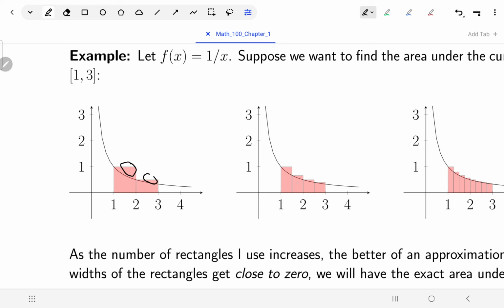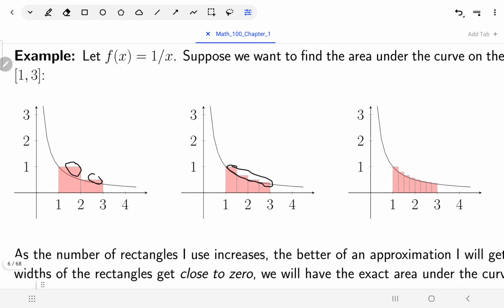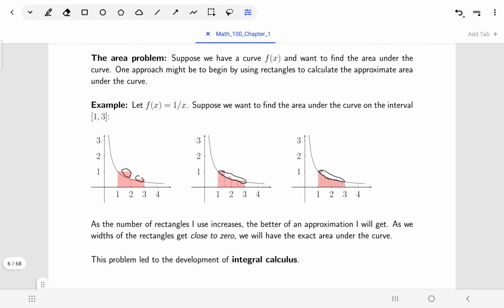If I went for more rectangles than 2, if I made 4 rectangles, then the amount of extra that I would have would be a little bit less. And if I went even wilder and went with 8 rectangles, then the amount of extra that I have is even smaller. As I make my rectangles narrower and narrower, the area of the rectangles becomes closer and closer to the area underneath that curve. Again, this whole idea of things being closer to 0 comes back.